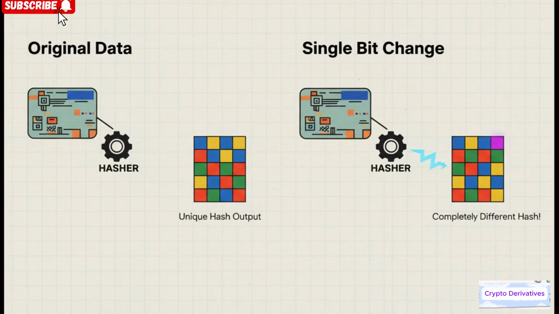And here is the magic part. If you change the input data by even a single character, add a comma, change one number, the output hash becomes completely different, totally unrecognizable. This amazing property is what makes hashing the perfect tool for proving that data hasn't been messed with.